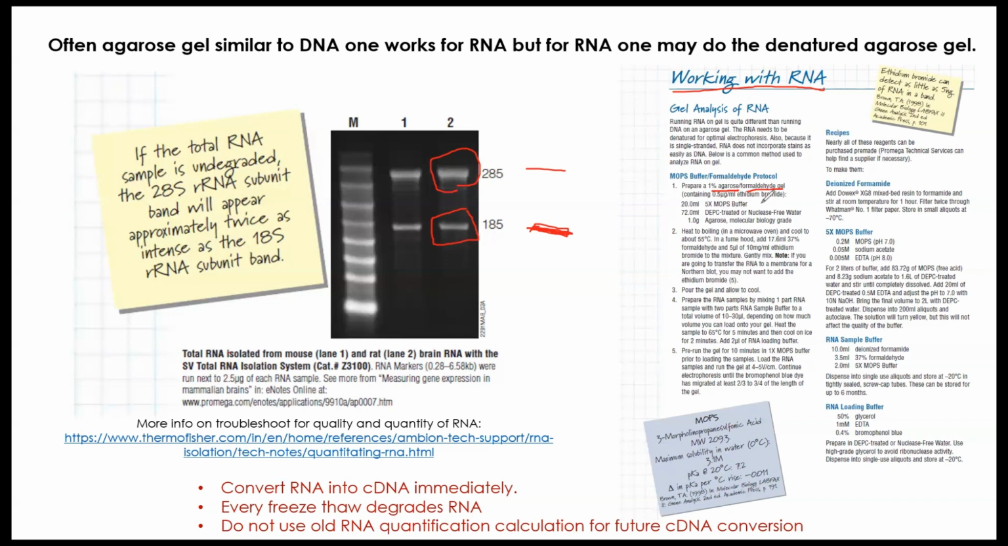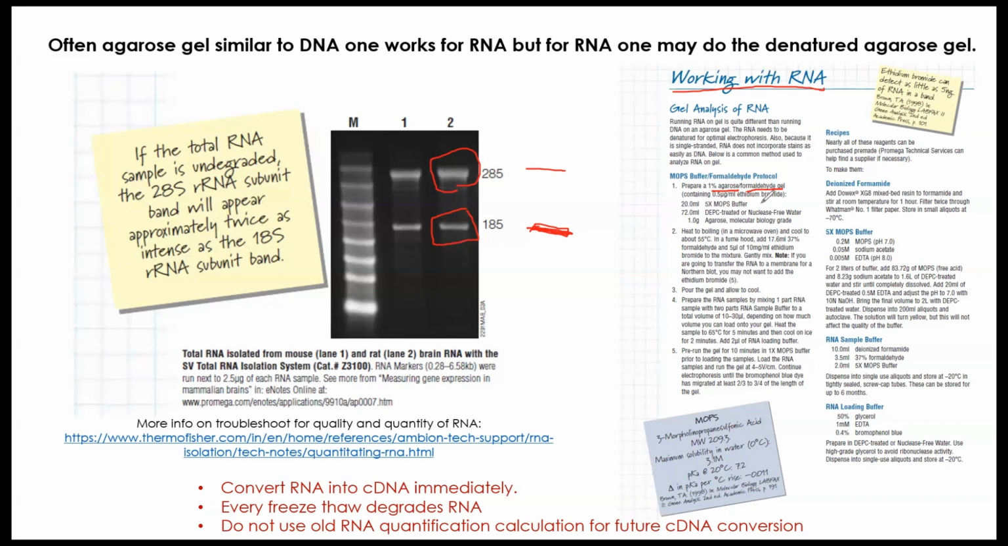Once you do the DNase treatment, what I suggest is that you should immediately convert the RNA into cDNA, because if you are preserving your RNA at -20, the stability is very low, and the chances of it getting degraded are much higher. Even if you put it into -80, every freeze-thaw will cause a lot of degradation in the RNA.